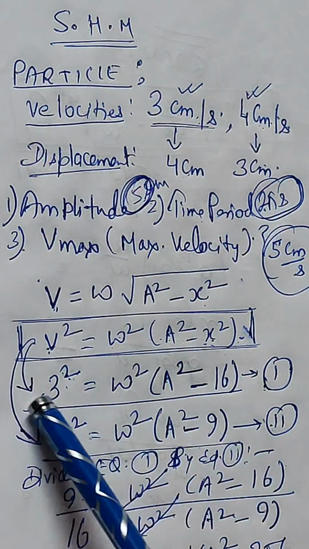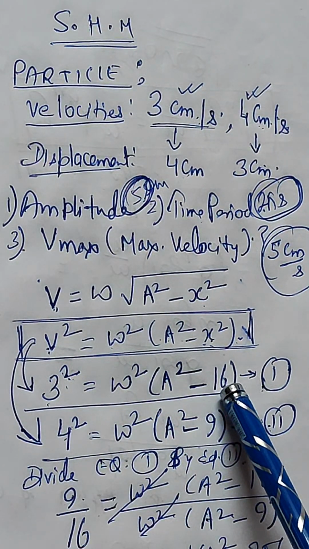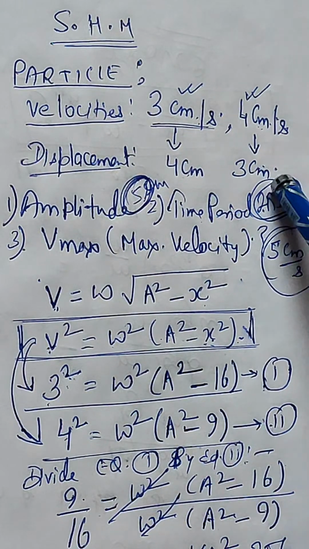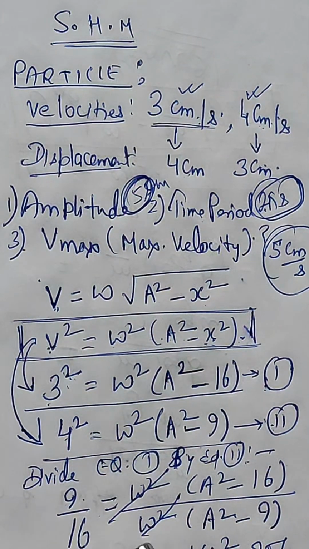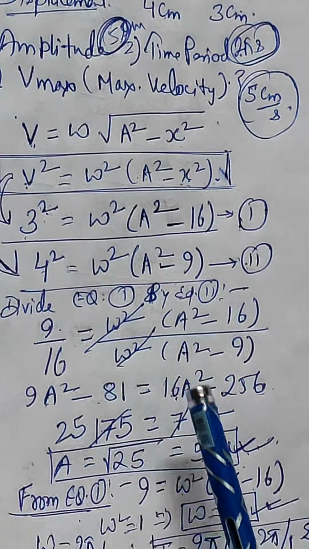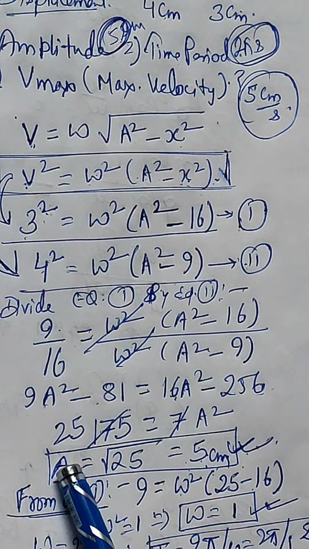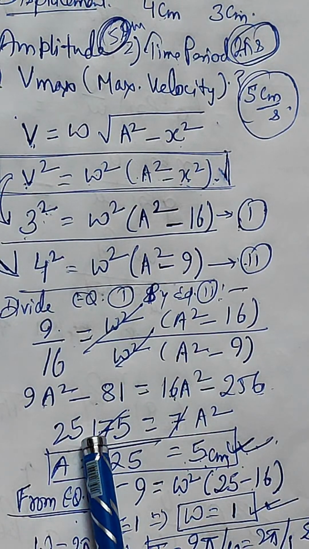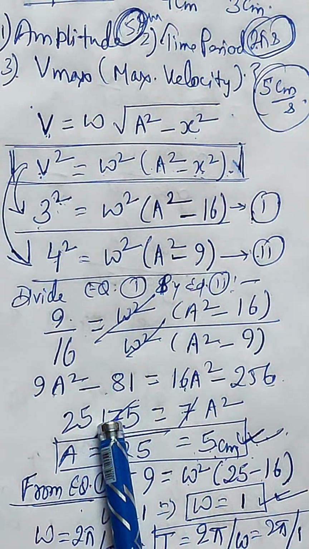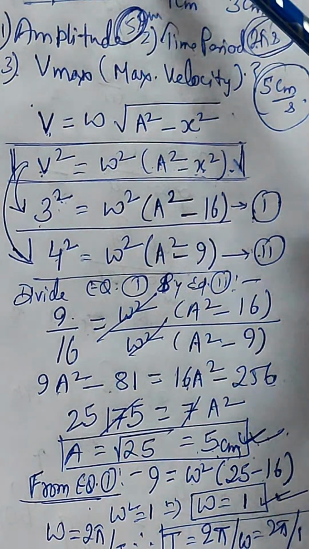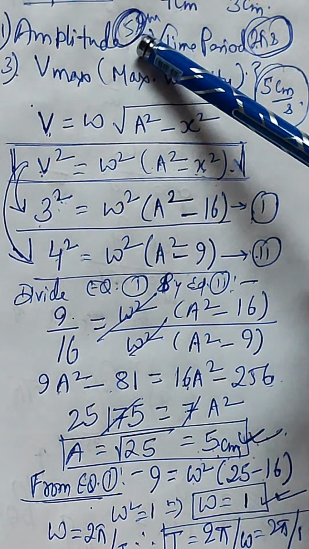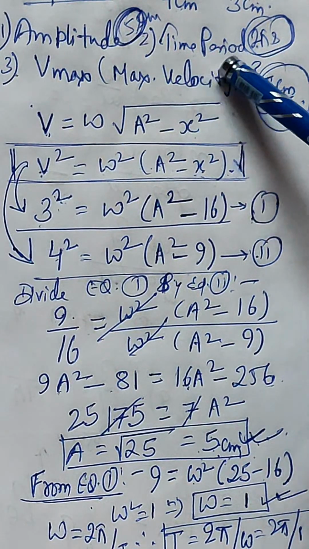So just put the values, then this equation number 1 will be derived, and putting the second set of values you get equation number 2. Dividing equation 1 by equation 2 and solving, this will be an equation in one variable a. Then you get the value of a as 5 centimeter. This is your amplitude, which is written over here. The first part is solved, and the second part is the time period.